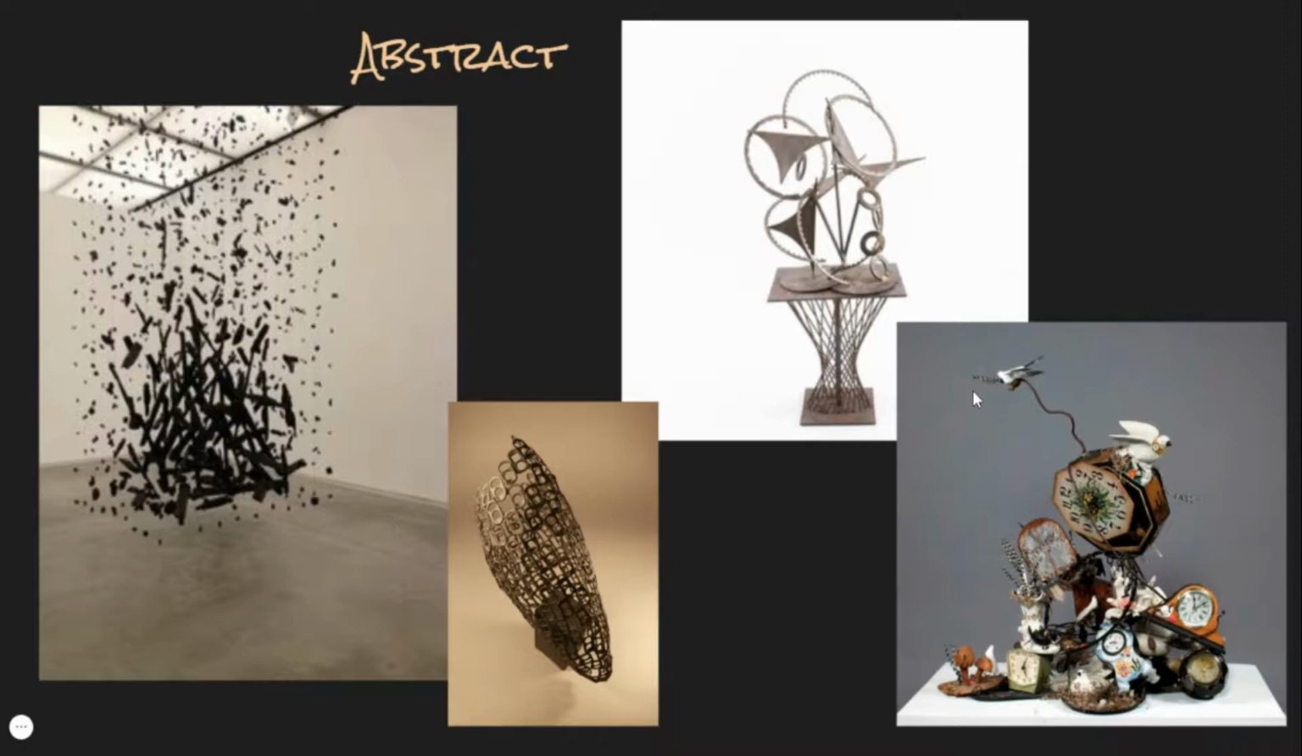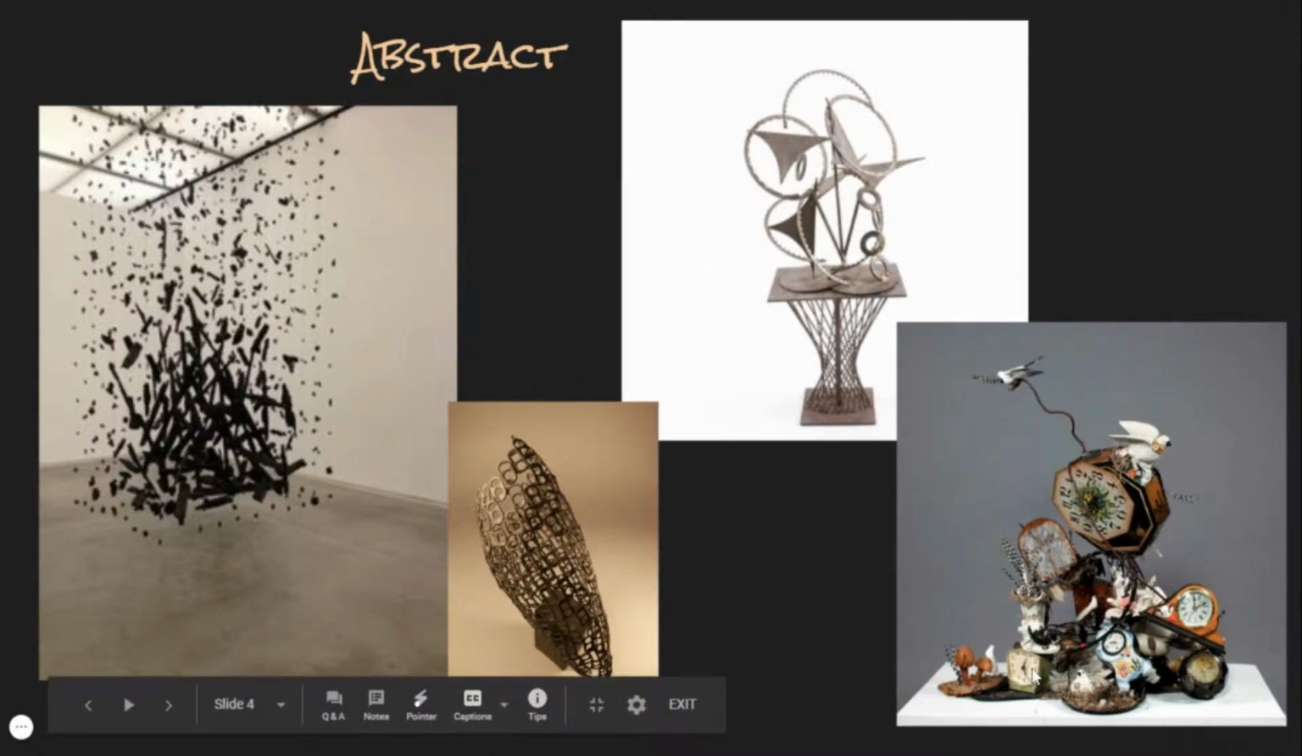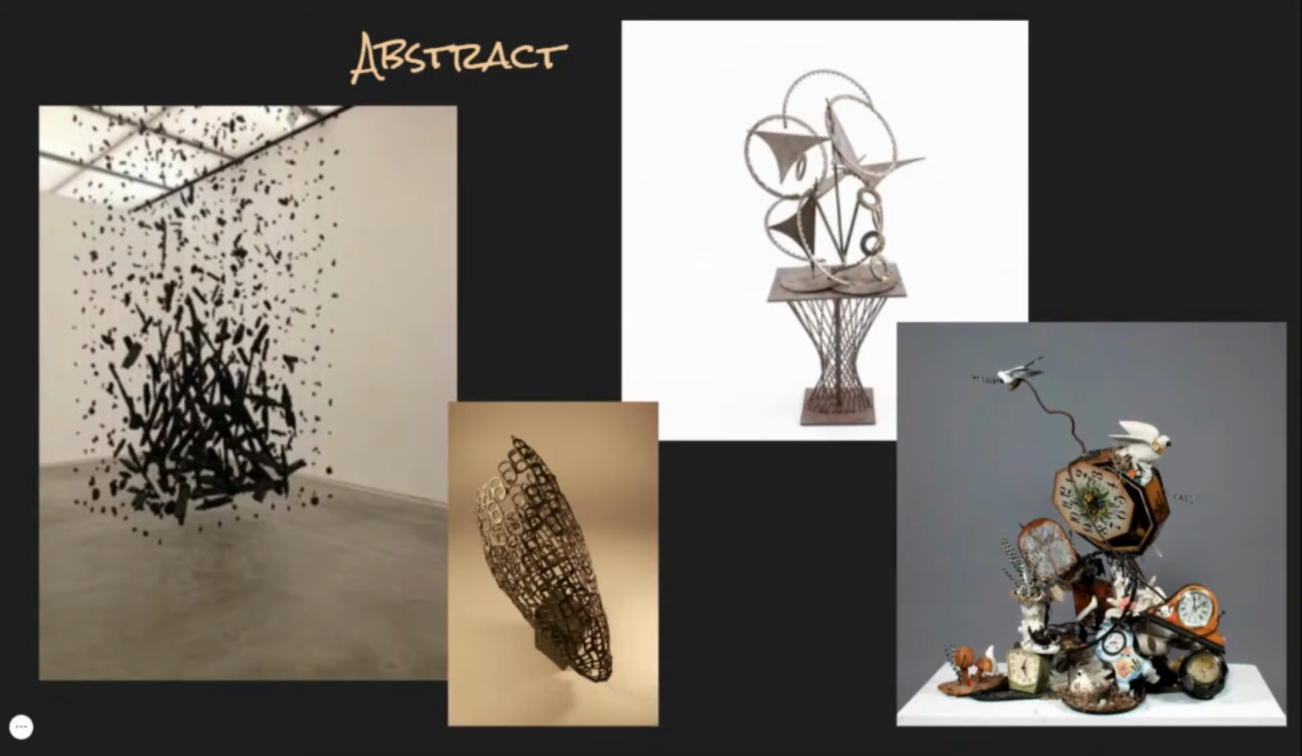For instance, here are some examples of abstract or non-representational found object art. Certainly you can recognize the clocks within this piece, but ultimately it's more of an assemblage of pieces where it doesn't transform into some recognizable figure or thing. Here, this is more about the line and the shape, and we've talked about tension as well, the tension among these different shapes and forms.